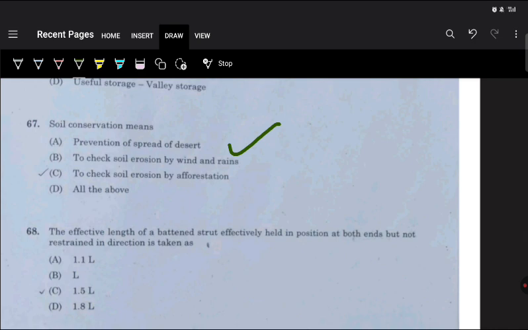Okay, coming to the next question. Soil conservation means prevention of spread of desert, to check soil erosion by wind and rains, to check soil erosion by afforestation. So option D is the right answer.